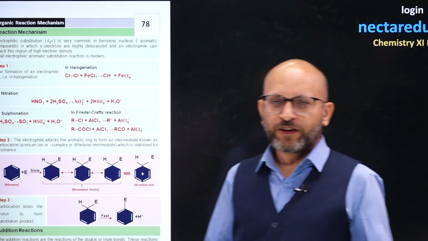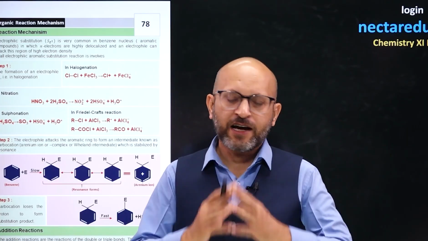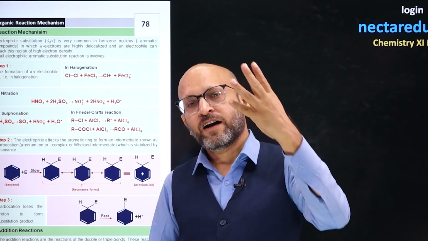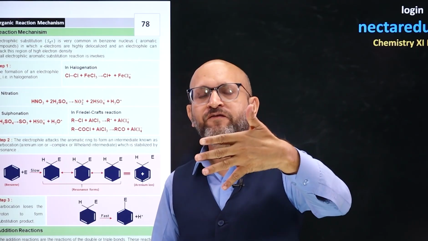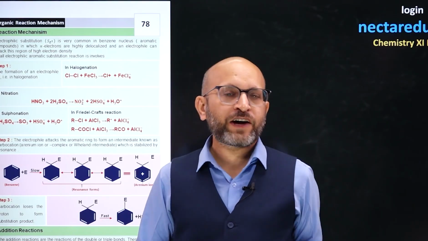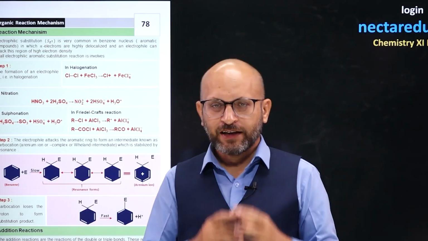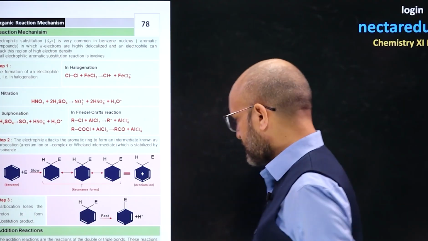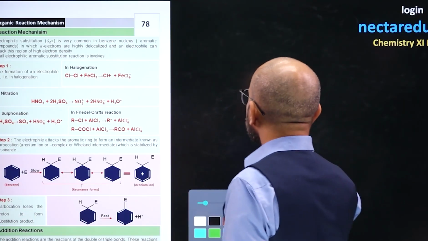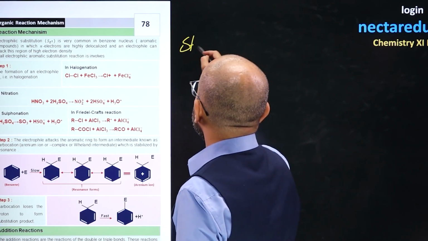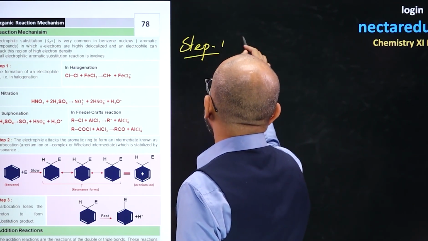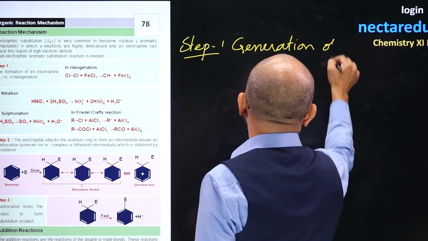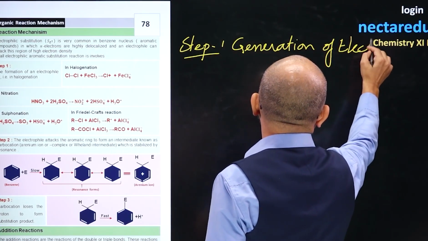The 5 types of electrophilic substitution reactions are halogenation, nitration, sulfonation, Friedel-Crafts alkylation and Friedel-Crafts acylation. So overall 5 electrophilic substitution reactions are there. What is the basic mechanism? Come on, let's study that. Step 1 is generation of electrophile. Generation of electrophile is the first step.